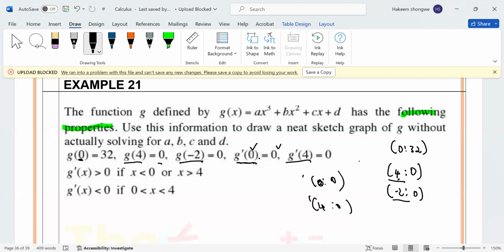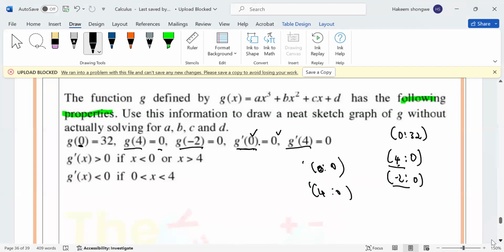We still need to find them. So where does our graph turn? Our graph is going to turn when x is equal to 0 and x is equal to 4. Okay, so we know our graph is going to turn at x is 0 and x is equal to 4. Now we can go and try to plot these things based on the information that we have.